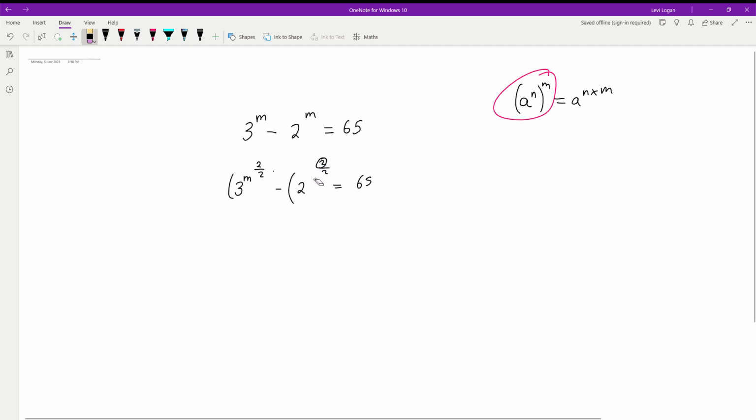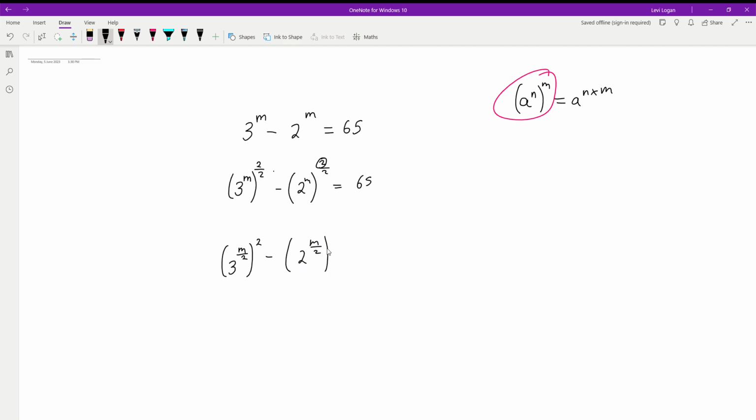So in other words, 2 over 2 is the same as 2 times 1 over 2. So what we can do is effectively move this power of 1 over 2 inside here via this index law here. If we do that, we can rewrite the line as 3 to the power of m over 2, all squared, minus 2 to the power of m over 2, all squared, is equal to 65.